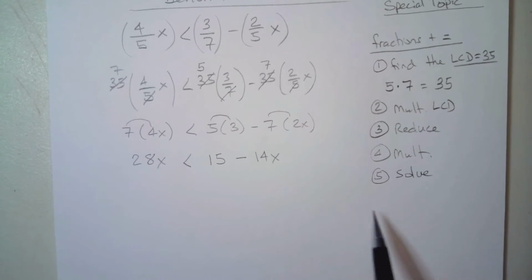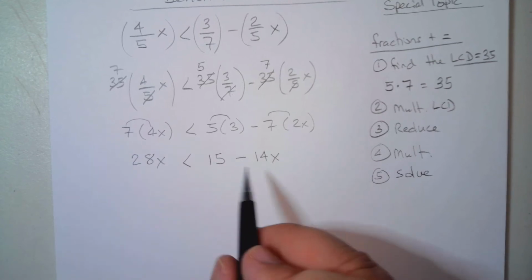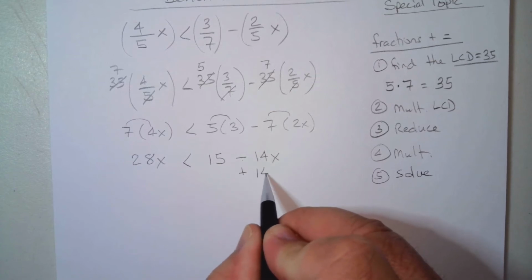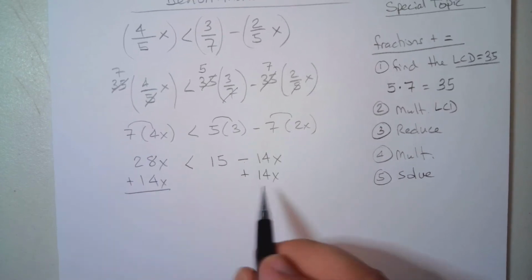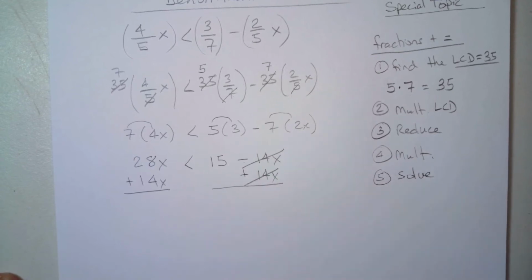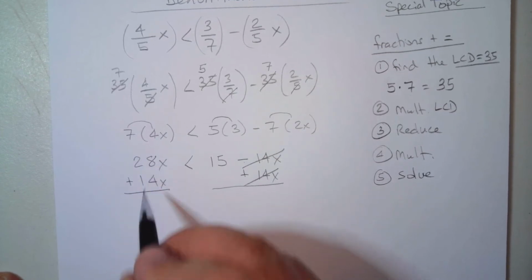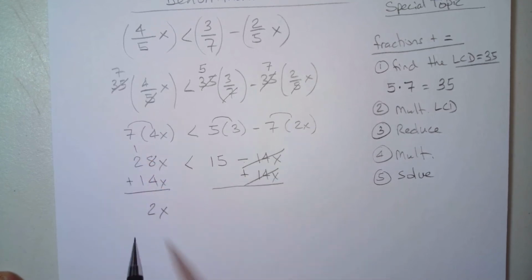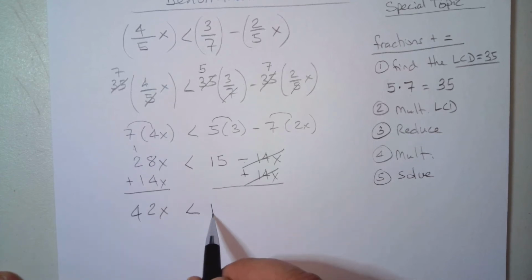Okay, now we solve. Since we have x's on both sides, move the smaller to the larger. This one's negative 14, this one's positive 28. So we add 14x to both sides. We did that to get rid of that one, because we want all the x's on one side. So 28 plus 14, 8 plus 4 is 12, there's x. 2 plus 1 is 4. So it's 42x is less than 15.